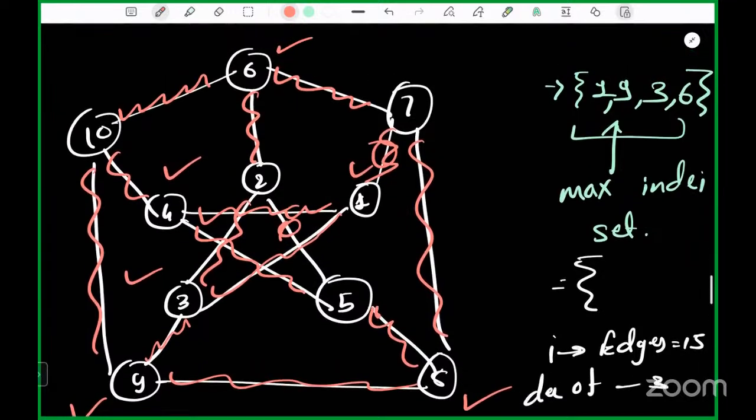So here, degree is what? Degree is the number of edges associated to a vertex. So here you can see that there are 3 edges associated to each vertex. So that's why the degree of each vertex is 3.